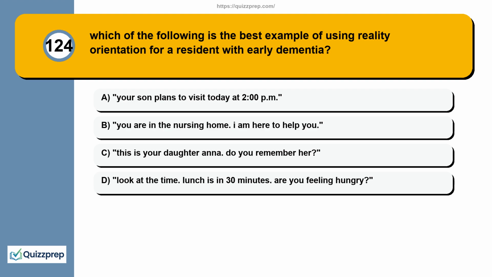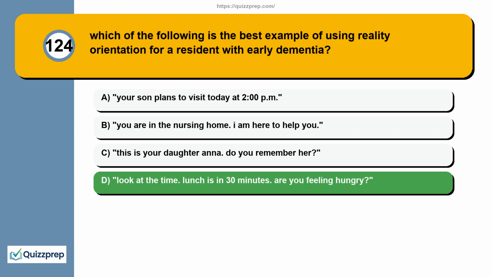Question 124. Which of the following is the best example of using reality orientation for a resident with early dementia? Option A, your son plans to visit today at 2 p.m. Option B, you are in the nursing home. I am here to help you. Option C, this is your daughter Anna. Do you remember her? Option D, look at the time. Lunch is in 30 minutes. Are you feeling hungry? The correct answer is option D, look at the time. Lunch is in 30 minutes.